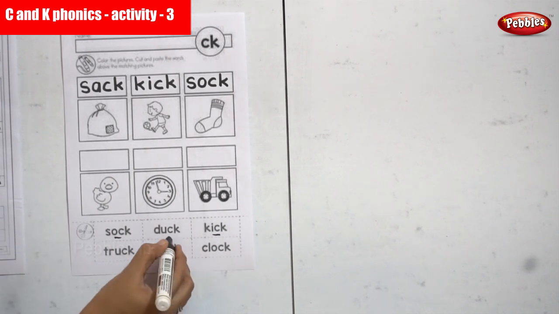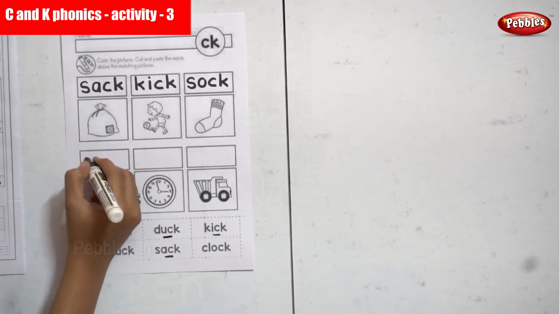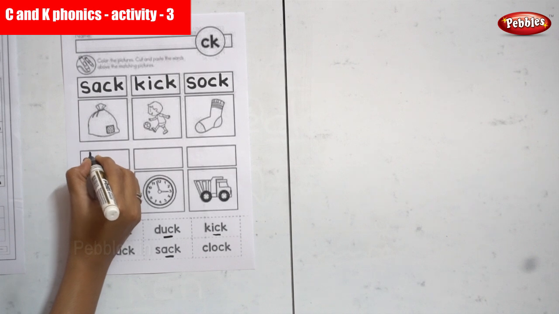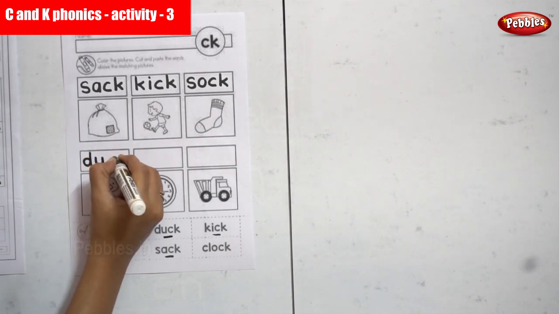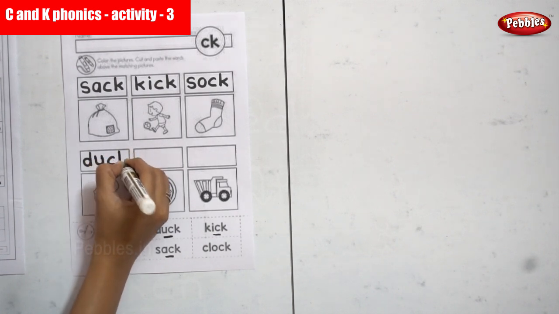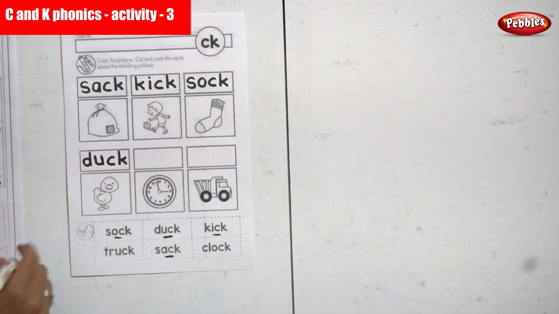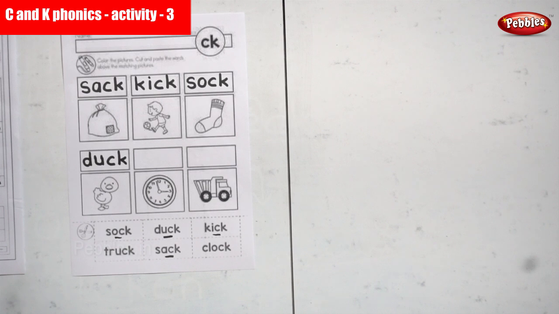Now where is the spelling for duck? Here, over here. Now let's write the spelling for duck. D, U, C, K. It's duck. D U C K, duck.